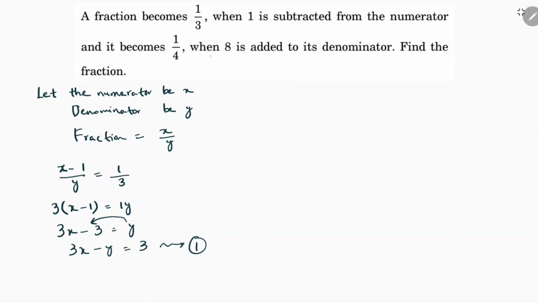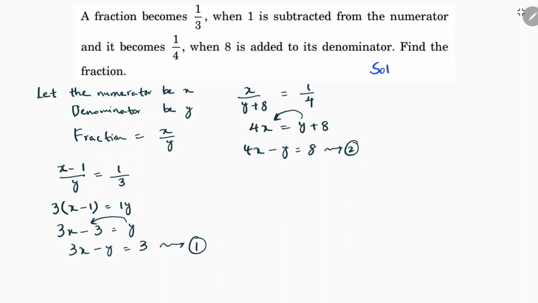Now the second equation: it becomes 1 by 4 when 8 is added to its denominator. So the numerator stays as it is, and if 8 is added to the denominator, it becomes 1 by 4. Now again if I cross multiply, 4 times x equals 1 into (y plus 8). Transposing y to the left side, 4x minus y equals 8. This is equation 2.